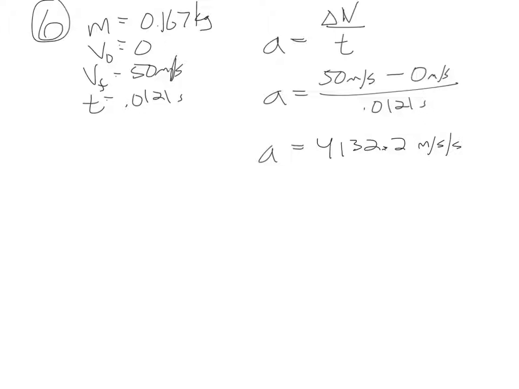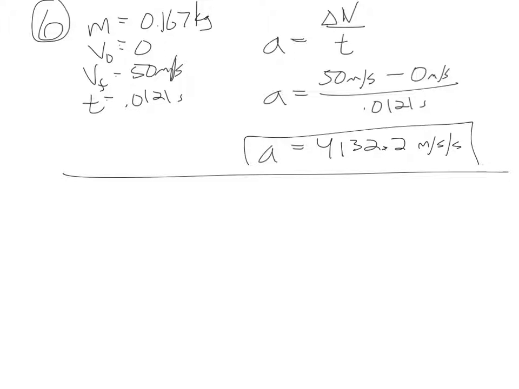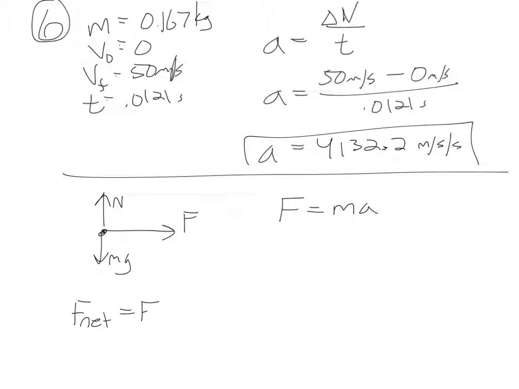Alright, then 6b, find the force. 6b is find the force applied by the hockey stick to the puck. Still neglect friction. So in this case, if this puck's on the ground, it probably has a weight, it probably has a normal force, and it's just the force applied, and that's what I want, no friction. So in this case, the net force is just the force applied, which is all I want. So F equals mass times acceleration.